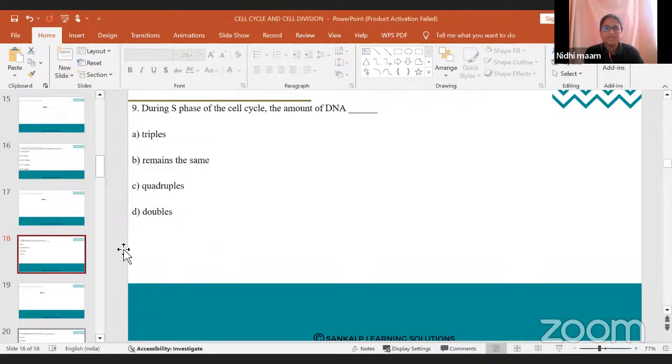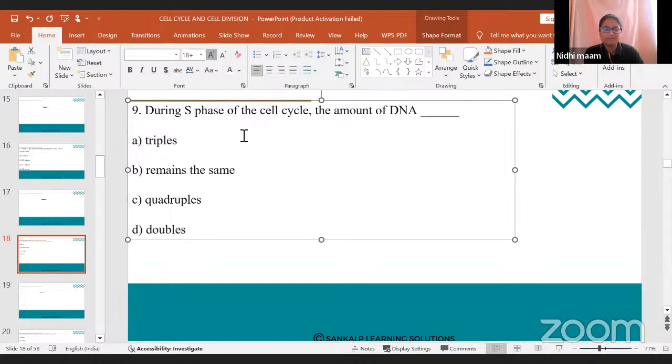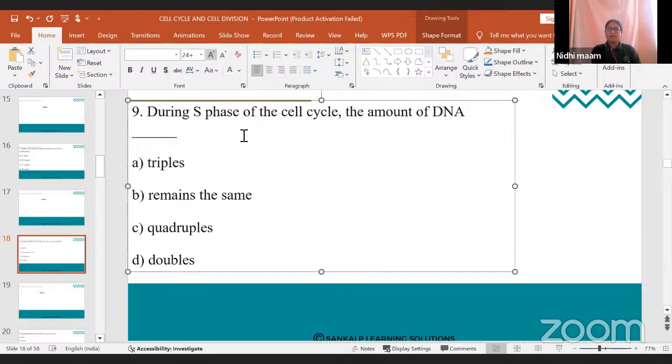Next question. During S phase of the cell cycle, what happens to the amount of DNA? A is triples, B is remains the same, C is quadruples, D is doubles.